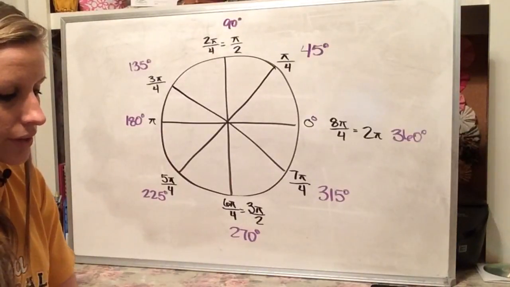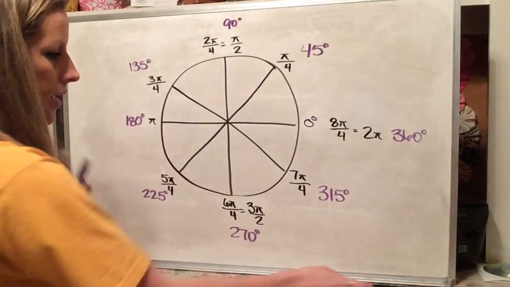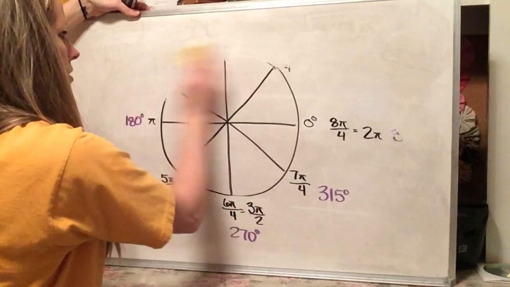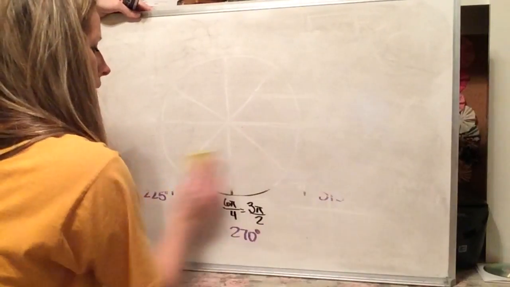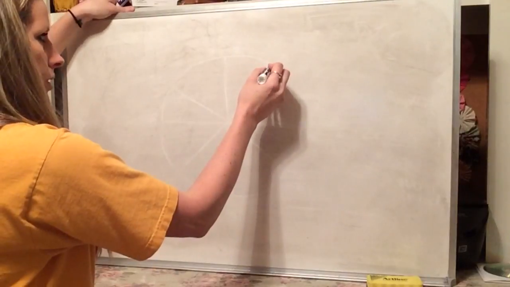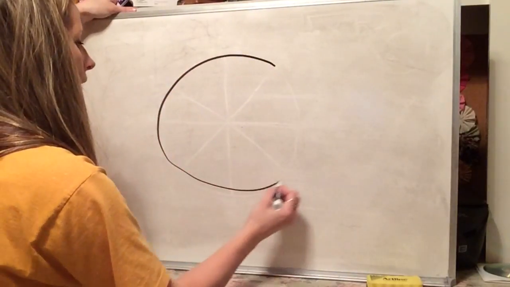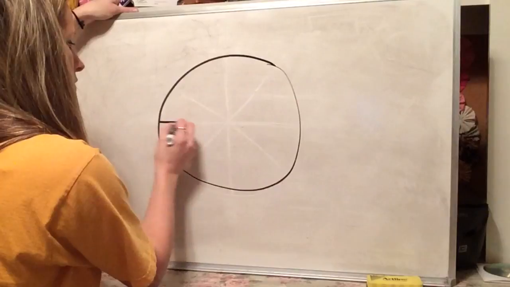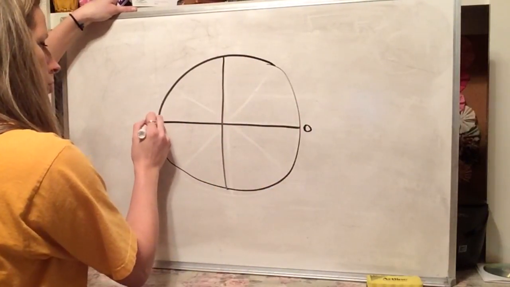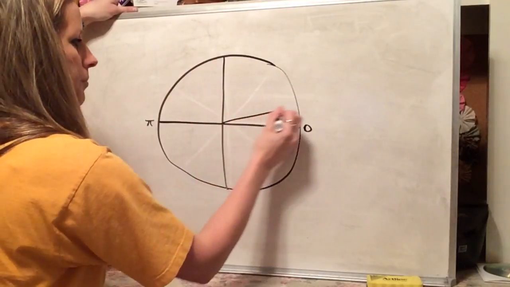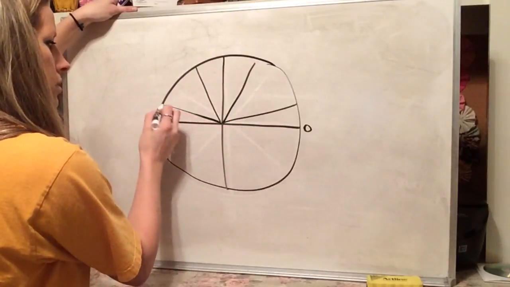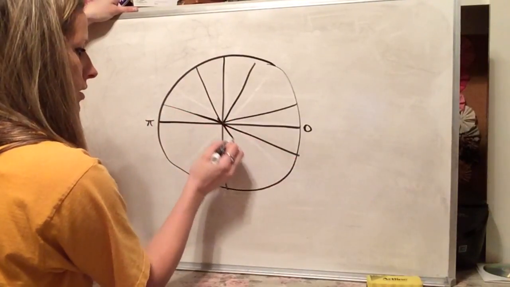The last one we're going to learn, let's go ahead and do that. So I'm going to go ahead and erase this. I'm going to draw a whole new circle. So go ahead and count up the sections. If we go from 0 to pi, how many sections are in between that? From 0 to a whole pi. Let's see. Let me go ahead and draw this out.